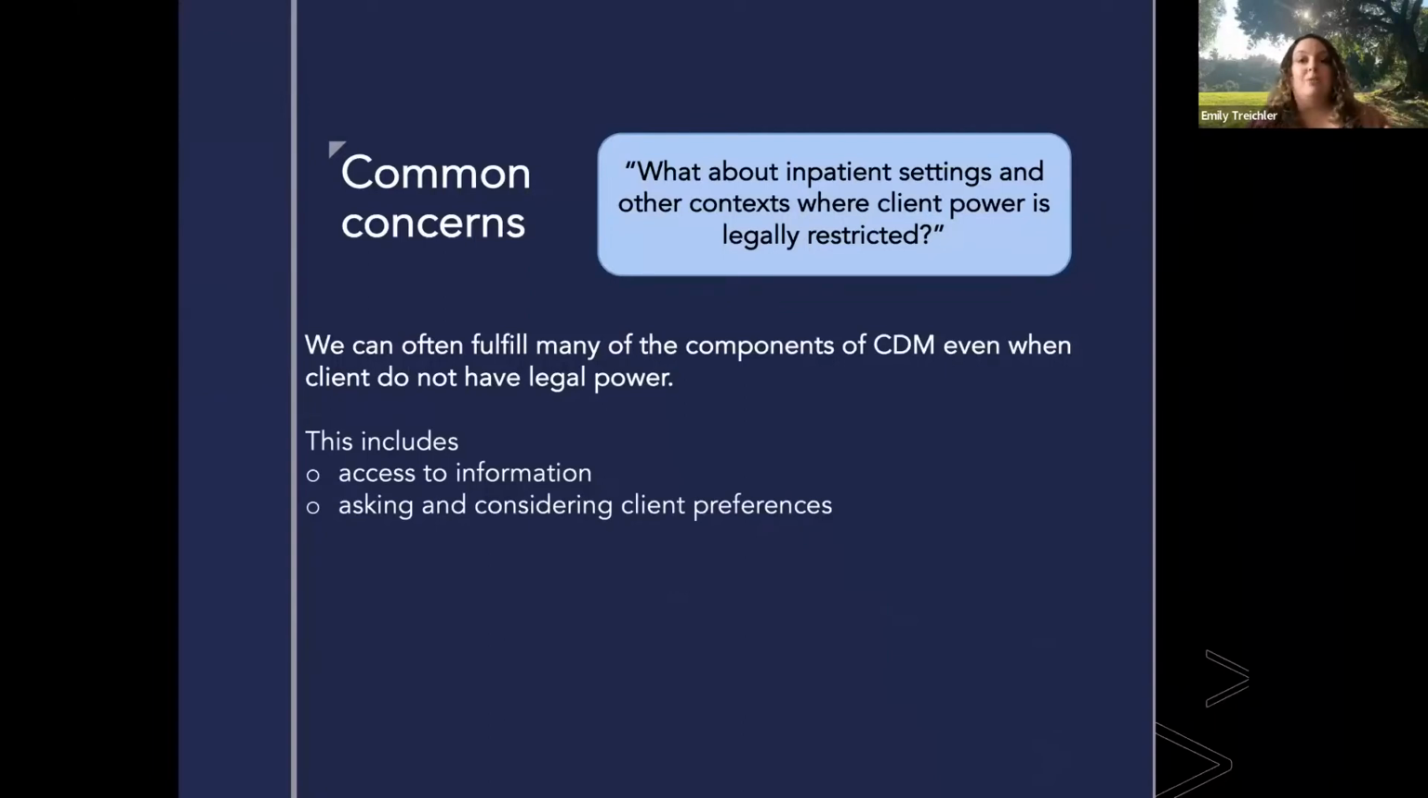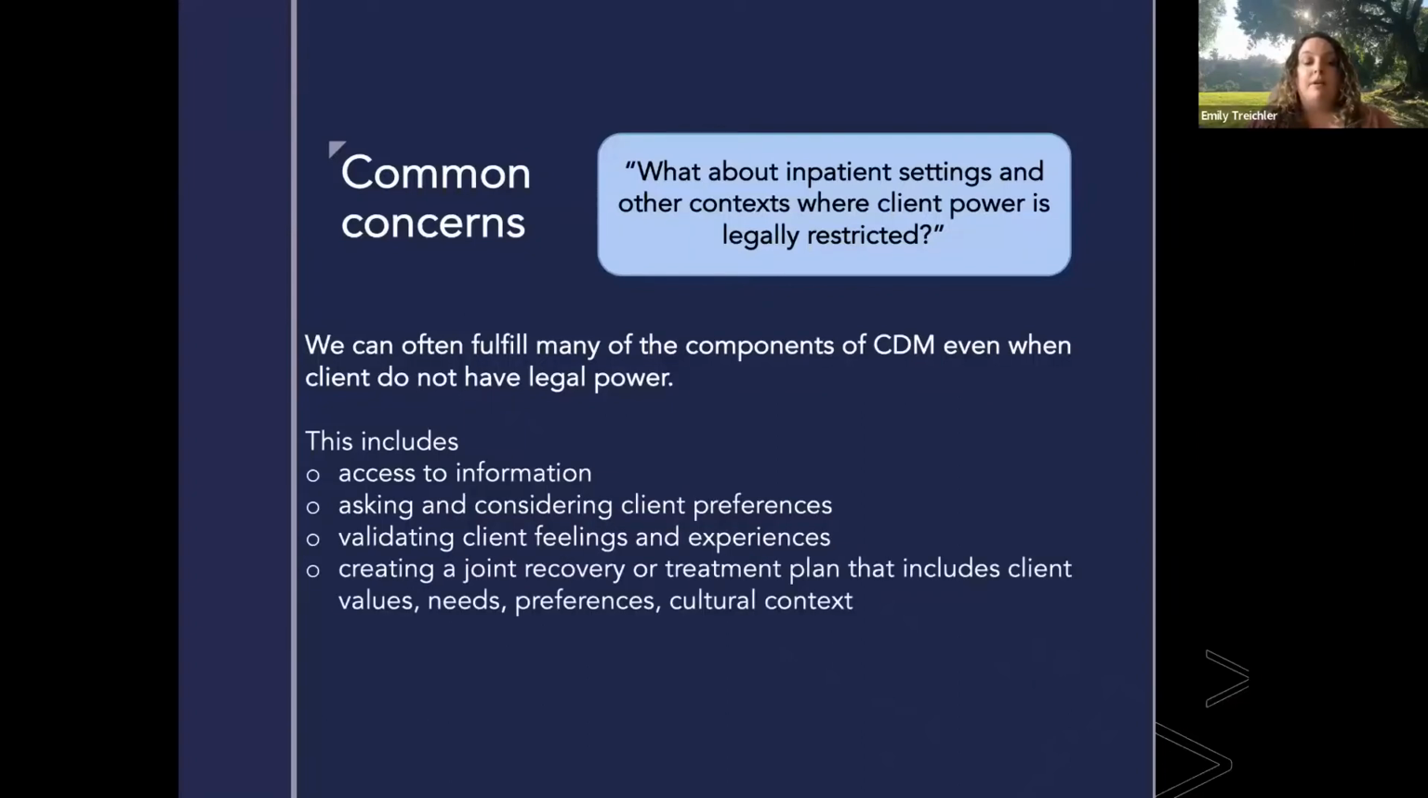We can still ask, what do you prefer? You may not get to choose the discharge date, but we can still talk to you about what you want and when you want to be discharged and why you want that, and include it in the decisions that we're making, even if you don't actually get to make a legal choice there. We can still validate those client feelings and experiences that, yeah, you don't want to be here, you want to leave. And I understand that, and that makes a lot of sense.